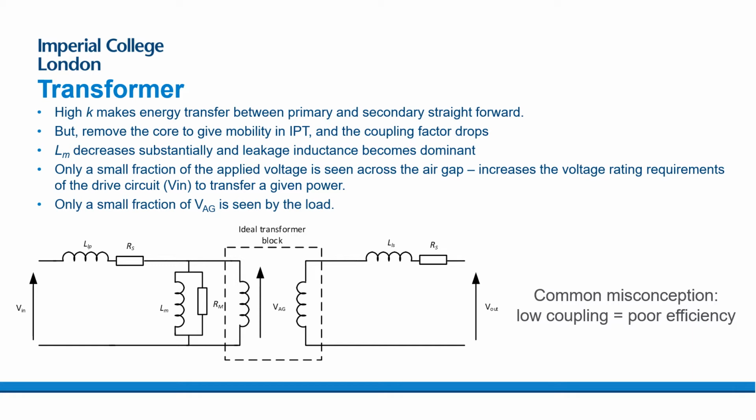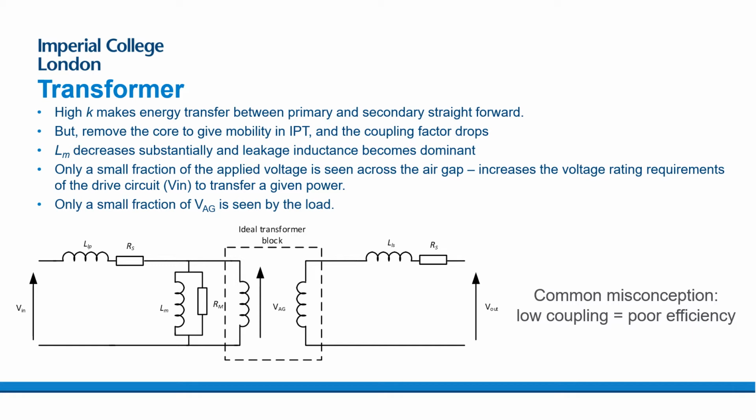So as I said, in a regular transformer, the fact that you have a large coupling factor actually makes energy transfer between primary and secondary quite straightforward, because if you consider what that does to the circuit blocks here, you've obviously got an ideal transformer block in the middle of this equivalent circuit, and then you've got some leakage inductances on either side. You've got a magnetizing inductance, and some hysteresis loss associated with that magnetizing inductance that's modeled here on the primary.